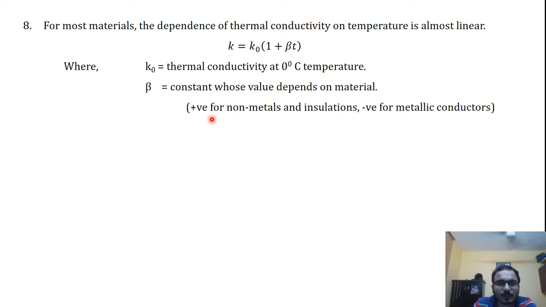This beta value will be positive for non-metals and insulators and negative for metallic conductors. So what is the meaning of this? If the value of beta is positive, that is in the case of non-metals and insulators, then as T increases, K will increase. That is, for non-metals and insulators, as temperature increases, thermal conductivity also increases. Now for metallic conductors, the value of beta is negative.